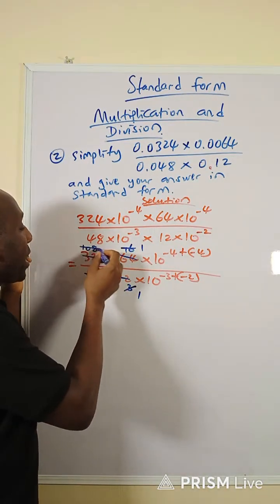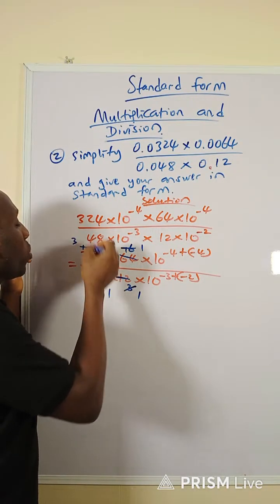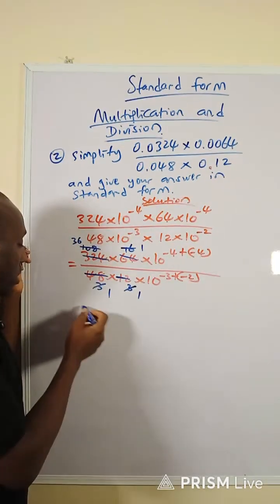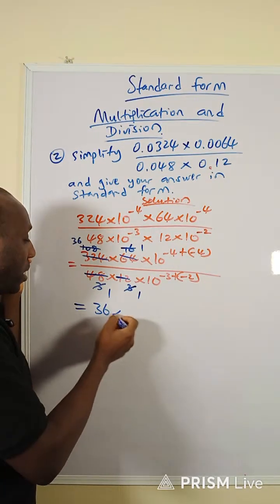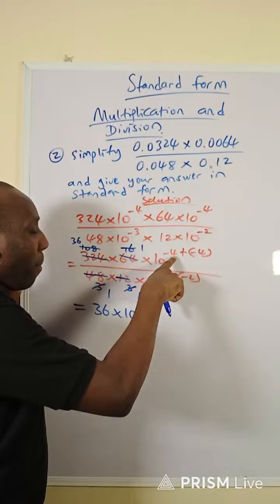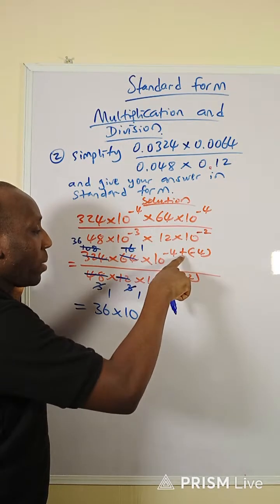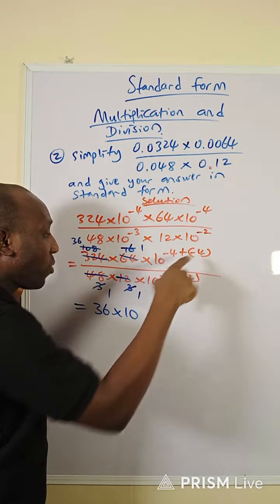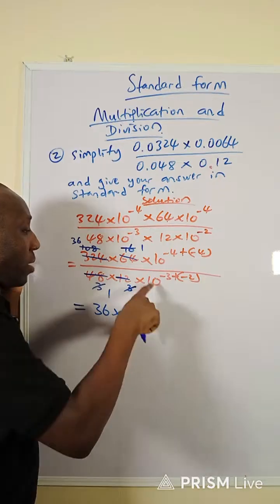3 into 108. 3 into 10 is what? 3 remainder 1. 3 into 18 is what? 6. So that's 36 times 10 raised to the power of what? Minus 4 plus minus 4. Plus minus is minus. So minus 4 minus 4 is minus 8.